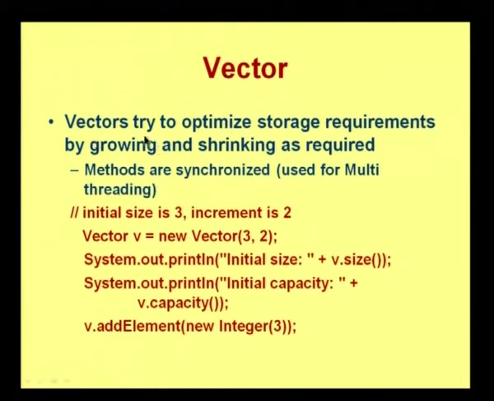Vector tries to optimize storage requirements by growing and shrinking as required. The methods are synchronized. So in case of multi-threading, if two or three persons are trying to access this particular vector, the synchronization process will be available by default in your vector. You can see here a vector V is created with an initial size of 3 and an increment of 2.